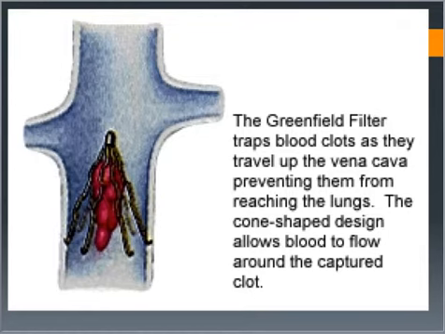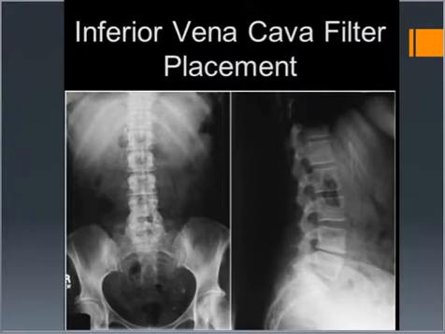This is an animated image of a Greenfield filter. The Greenfield filter traps blood clots. So what they do is put it in here, and it stops this clot and catches it before it travels up to the vena cava, preventing it from reaching the lungs. It allows the blood to flow around the clots, but it stops the clot itself. And this is what it looks like on images. I don't know if you can see that or not.